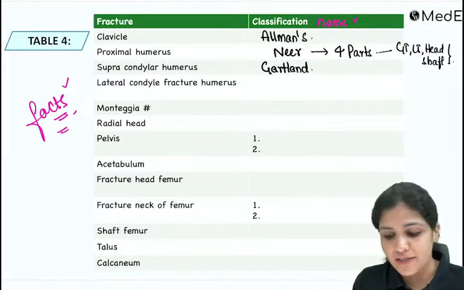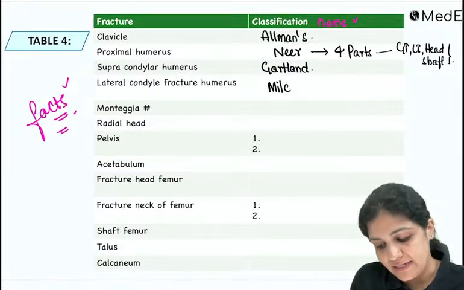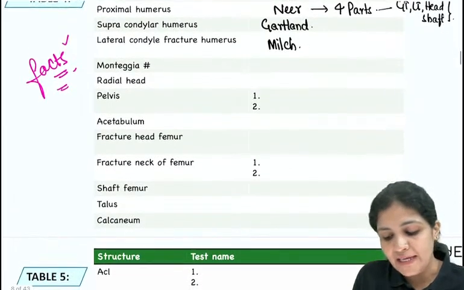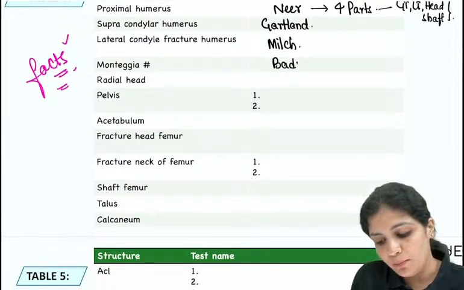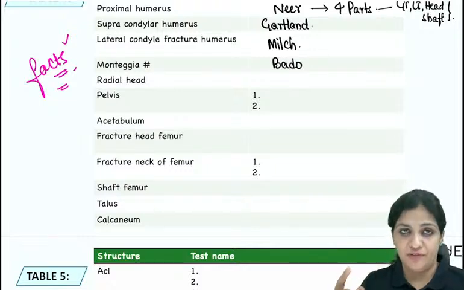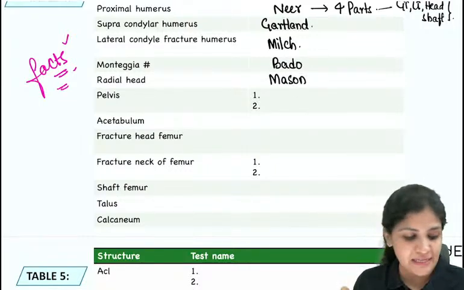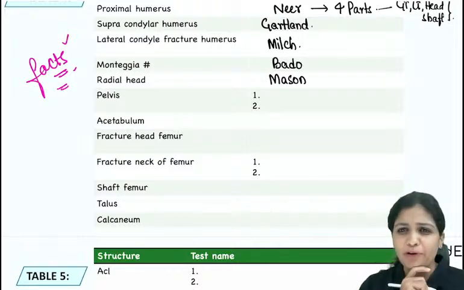Lateral condyle fracture is Milch. Yes, lateral condyle fracture is Milch classification. Then Monteggia is Bado. Monteggia is Bado classification. Radial head is Mason. Mason classification, right? I'm going a little fast, okay? These are just names you have to remember.